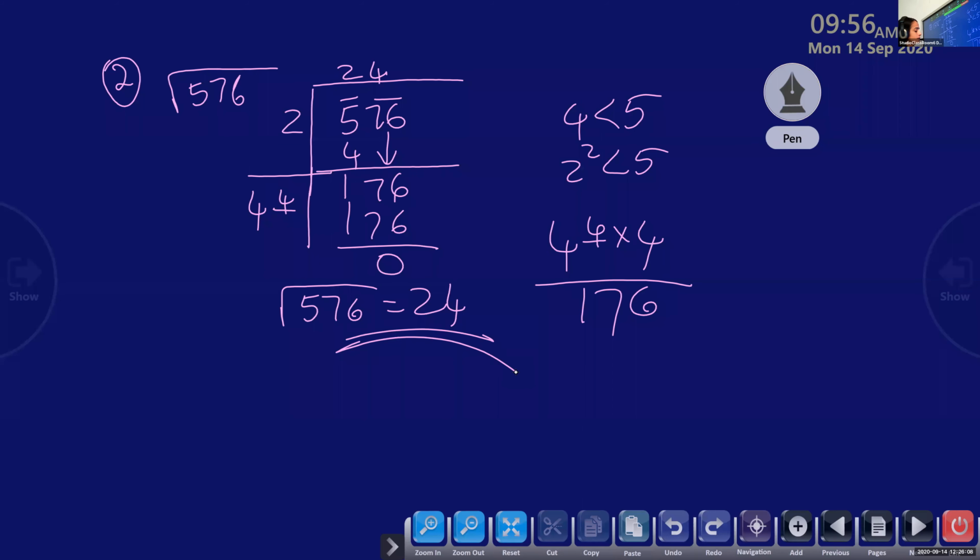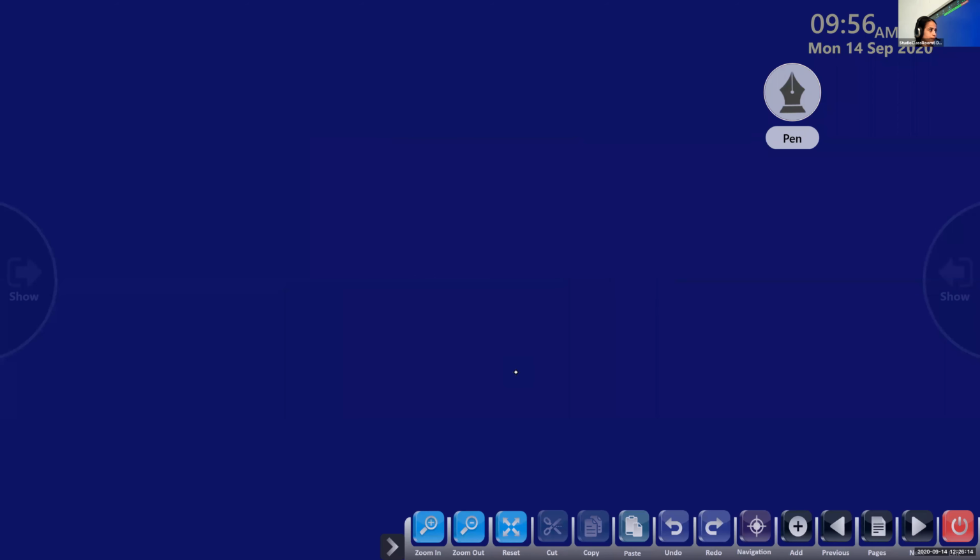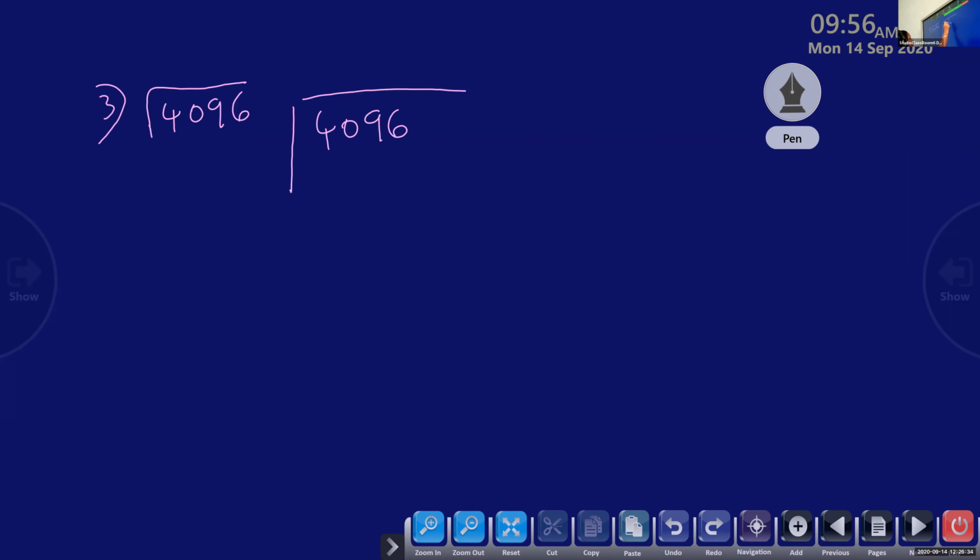Shall we move to the next question? Over this one, all of you? Next question, root of 4096. Put bars. 96 is the first bar, next bar is 40. Is 40 a perfect square?